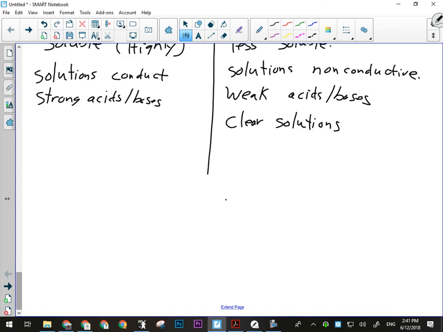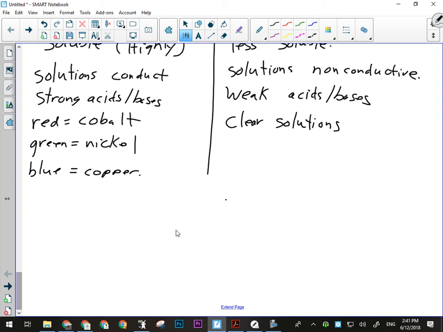But with our ionic compounds, if we had red, it contained cobalt. If it was green, it contained nickel. And if it was blue, it contained copper. Okay, so will that help a little bit with the identification? That was lesson 4 in the chemistry unit, so it might not be a bad idea to read through the notes for that one, just to refresh that part.